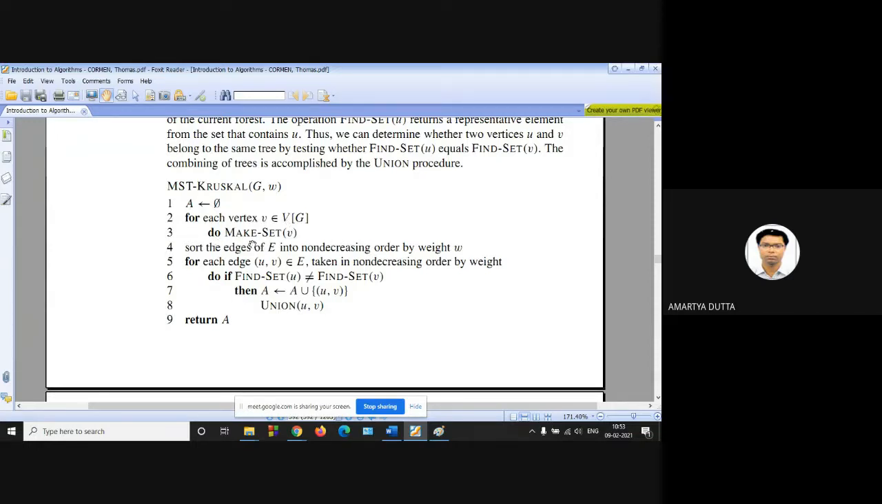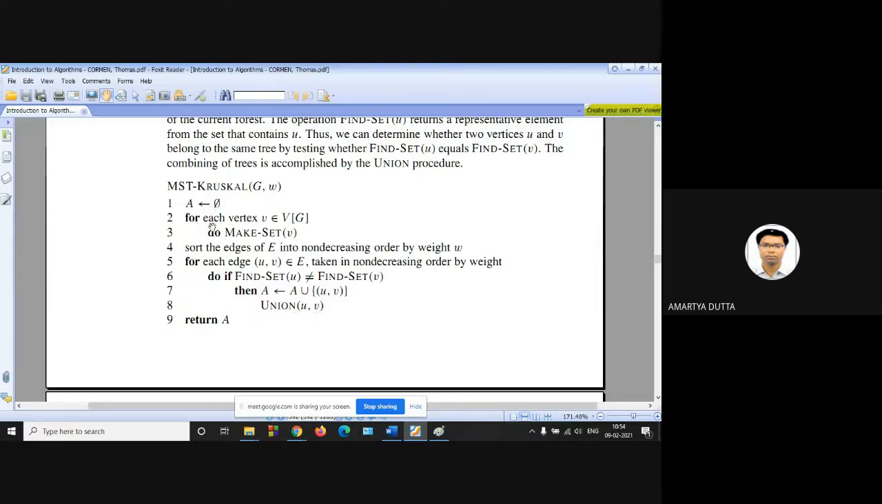do the make set. Here we use the disjoint set data structure. In case of disjoint set data structure, there are total 3 functions. First one is the make set, second one is the find set, and third one is the union. Total 3 operations are there in a disjoint set data structure. This is out of scope. So just remember that there are total 3 operations: make set, find set, and union.